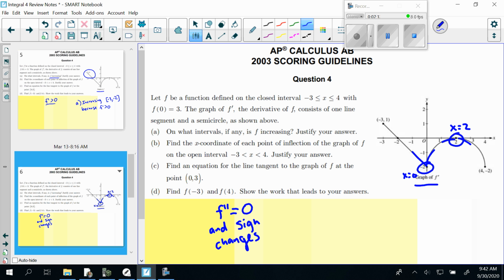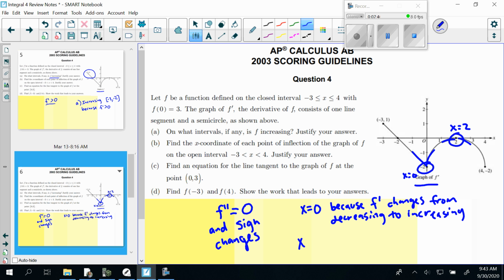So the answer that we would say here is at x equals 0, that's an inflection point, because the derivative of f changes from decreasing to increasing. And then also another inflection point for part B would be x equals 2, and that's because the derivative changes from increasing to decreasing.